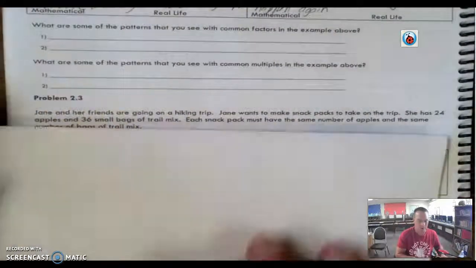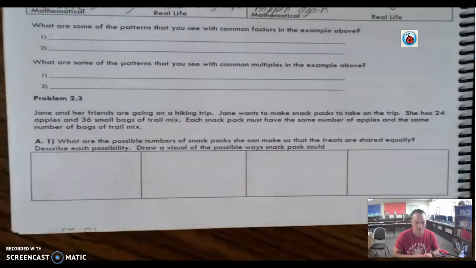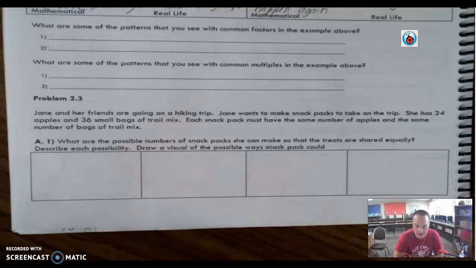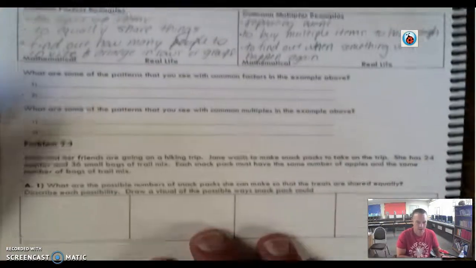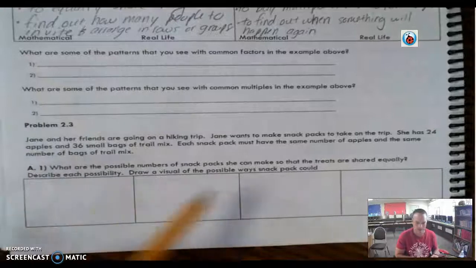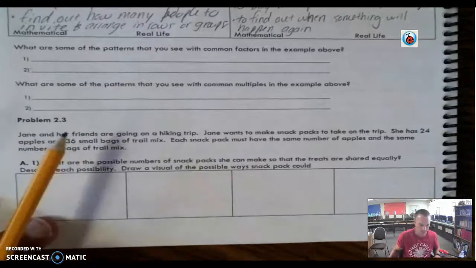So now we come down to question 2.3. Jane and her friends are going to go on a hiking trip. Jane wants to make snack packs to take on the trip. She has 24 apples and 36 bags of trail mix. Each snack pack must have the same number of apples and the same number of bags. Okay, so when we have to split up items, like in this case, we're going to be using factors. So your job is to think about factors of 24 and 36.